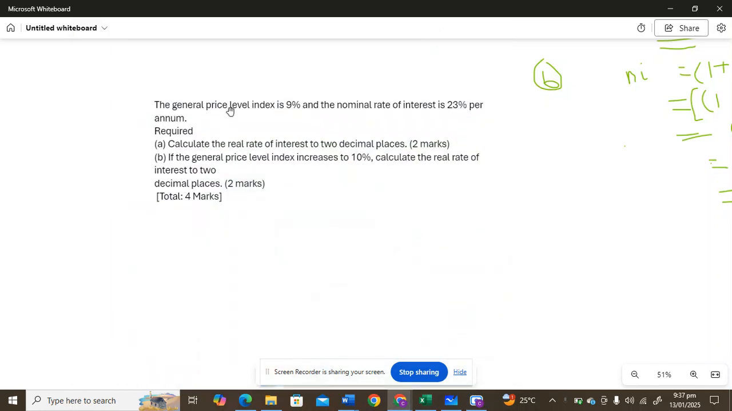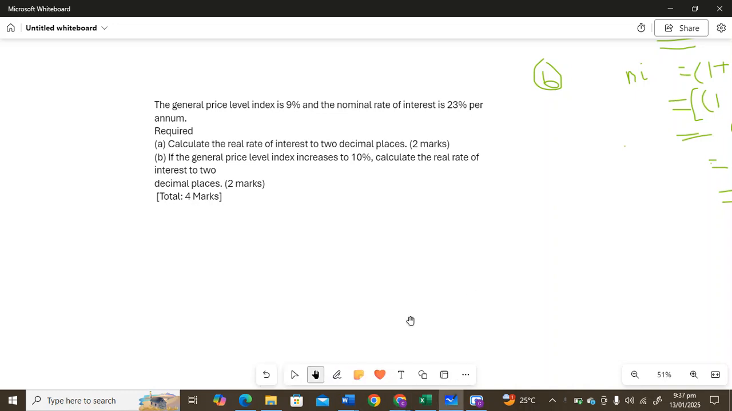Okay, the general price level index is 9%. Colleagues, this is just inflation, okay? And the nominal rate of interest is 23%. Calculate the real rate of interest to two decimal places. Then, if the general price level increases to 10%, calculate the real rate of interest to two decimal places.